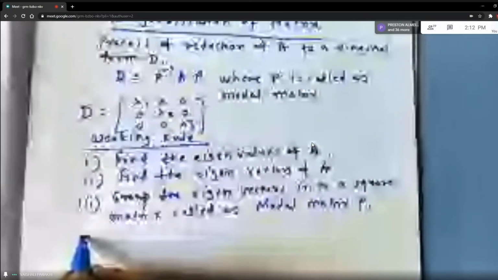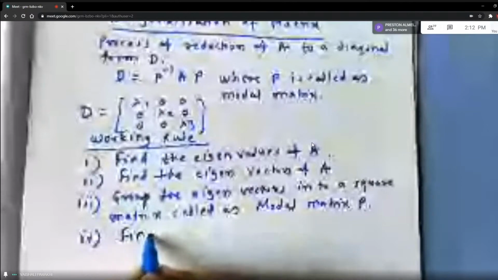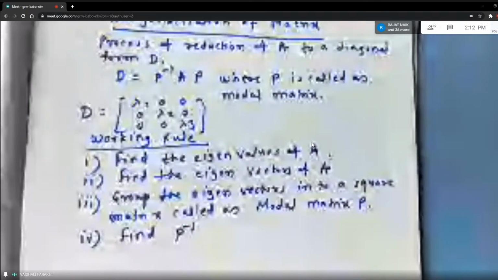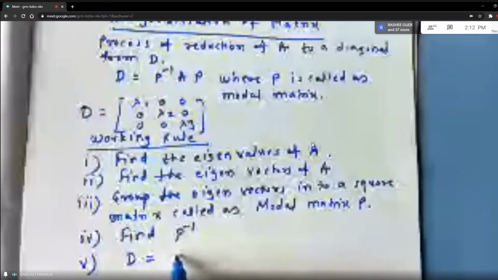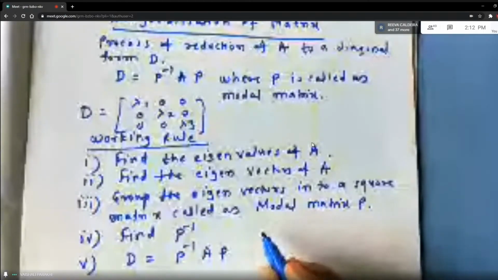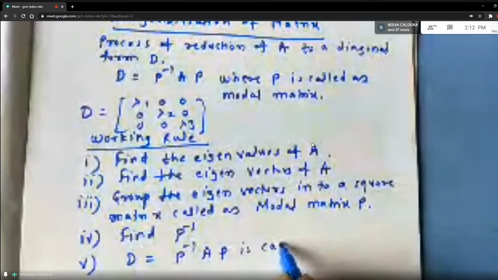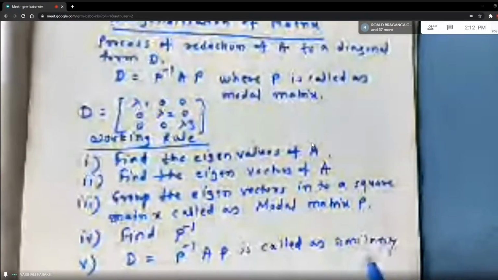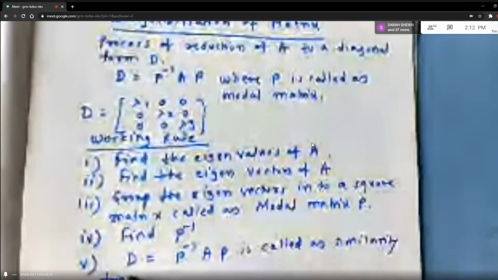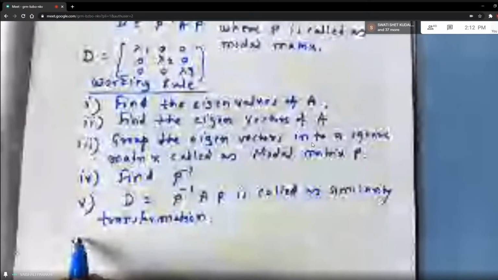Fourth step is find P inverse, which you can easily find on calculator, inverse of a matrix. Fifth step is D is equal to P inverse A into P, which is called similarity transformation. So there is a name for this procedure. When you solve this P inverse A into P, you get the resultant matrix.